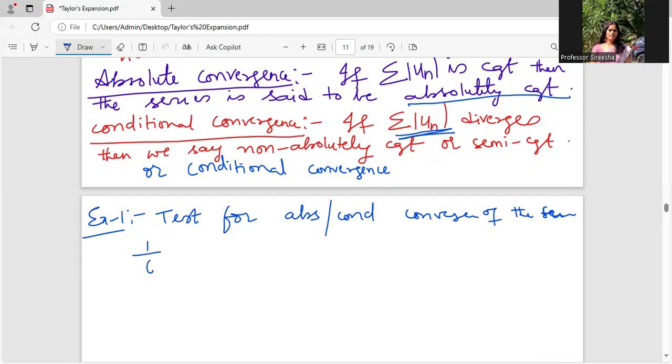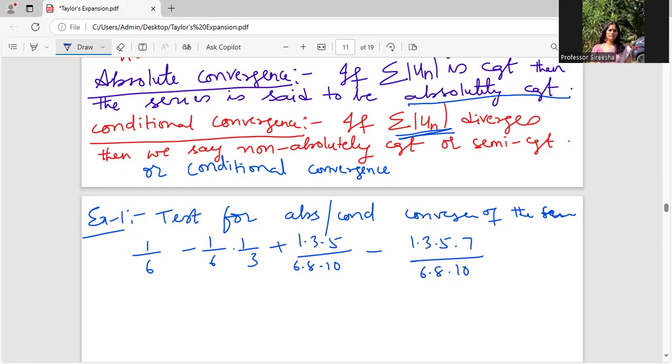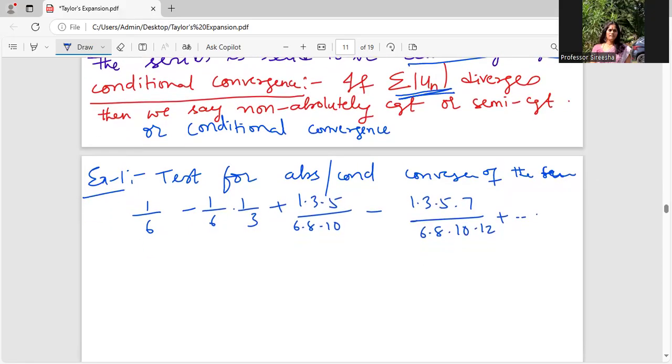That is 1 by 6 minus 1 by 6 into 1 by 3 plus 1 by 3 into 5 by 6 into 8 into 10 minus 1 into 3 into 5 into 7 by 6 into 8 into 10 into 12. As I have told you in my previous video, how will I check the nth term? I'll go with a plus n minus 1 into d. Usually AP works. But first and foremost, once I have seen a series of this format, I will write that it is an alternating series.